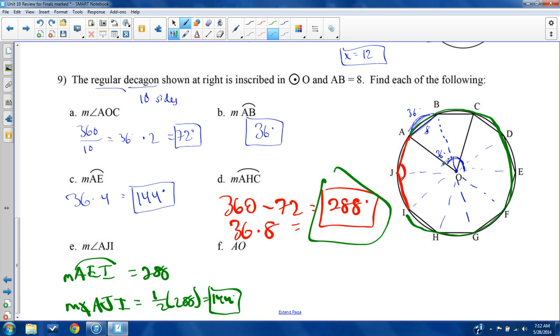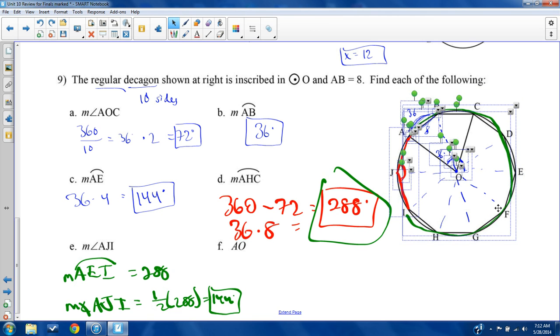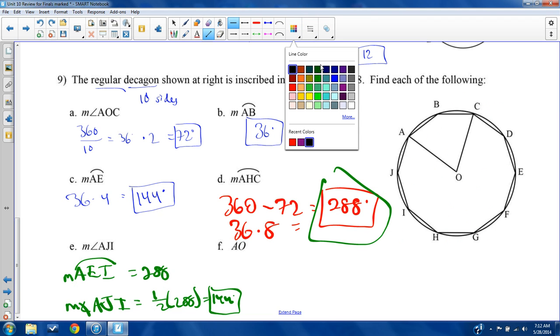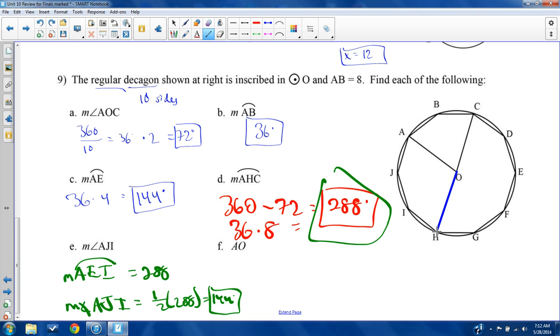Okay, and finally, the length of AO. Ooh, that's a tricky one. AO right there. All right, what I'm going to do is delete everything, except I want you to keep in mind this is 8 and this is 36 right there. Actually, I'm going to do this a little bit differently. I'm going to rotate this thing. AO is the same thing as HO or anything else around there. I want to make it something new so you can look at the right triangle in a different light. These are all radii. I'm going to draw it all down here. Just refocus it.